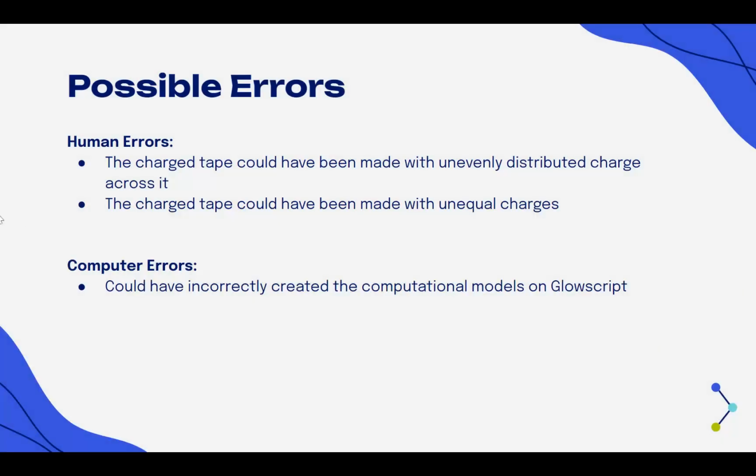Possible errors for human error: the charge tape could have been made with unevenly distributed charge across it. The charge tape could have been made with unequal charges. For computer errors, I could have incorrectly created the computational models in GlowScript.